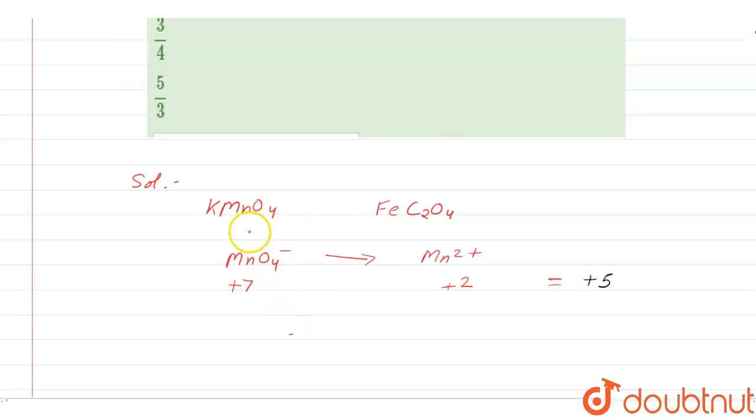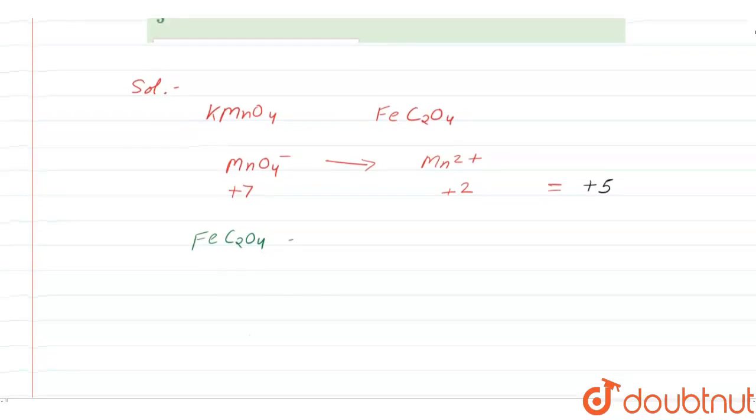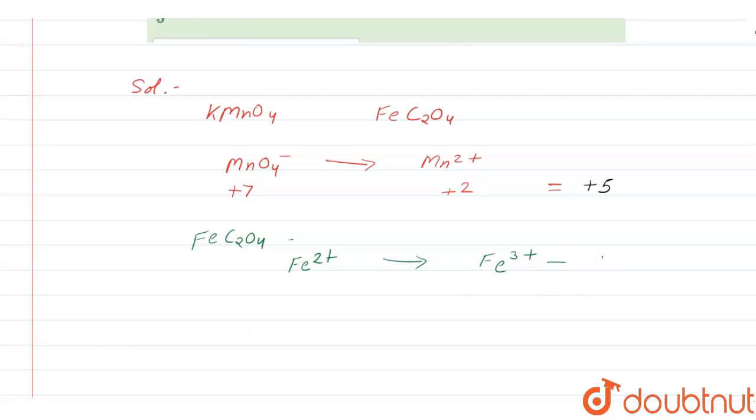Now if we consider the ferrous oxalate here, what is happening in case of ferrous oxalate? Here the iron is getting oxidized. KMnO4 is acting as an oxidizing agent, so it is reducing itself. Mn is getting reduced from +7 to +2 oxidation state. And in case of ferrous oxalate, Fe is changing from +2 to +3 oxidation state, and it is oxidized. So there would be a change of 1 unit.